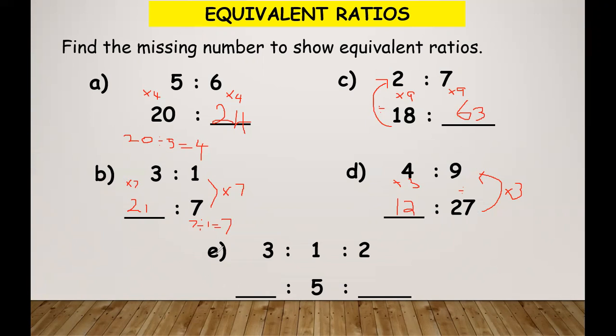Now, if you look at letter E, we have 1 and 5 complete, so 1 has the equivalent 5. You have to check this one. 5 divided by 1 is 5. Therefore, if we multiply 1 times 5, it gives us 5. What we multiply here, we also multiply by 5, so 2 times 5 is 10, and 3 times 5 is 15. This is how to find the equivalent missing ratio.